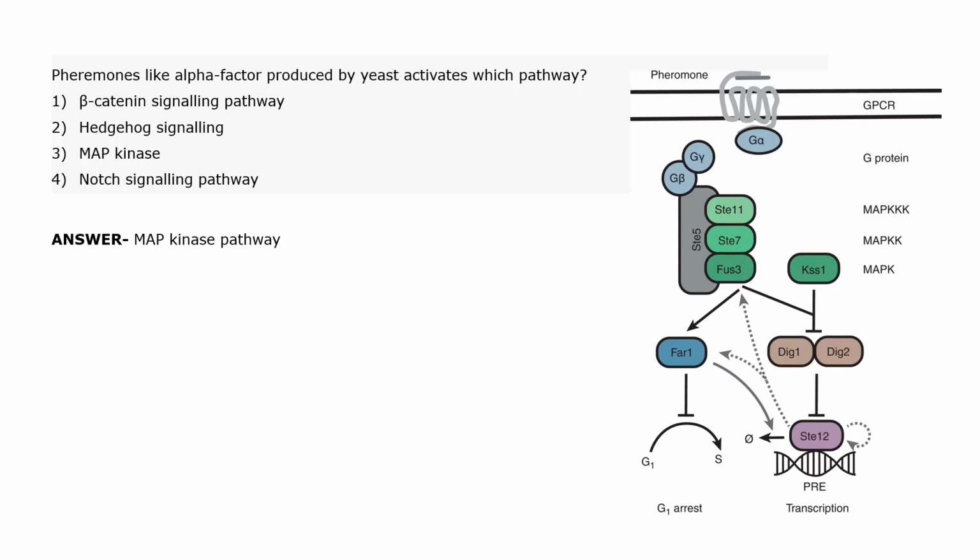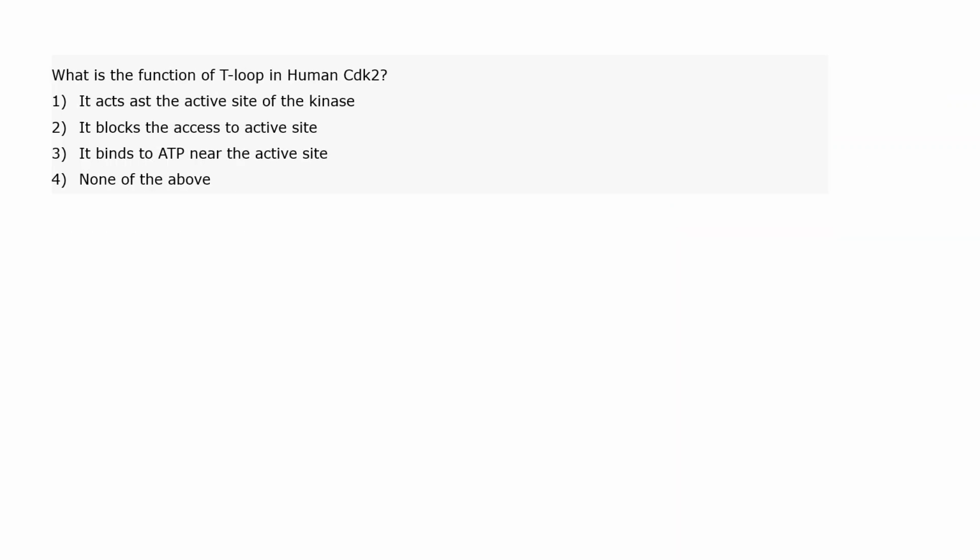Okay, thank you. So I will just move on to the next question. We have asked this before, right? What is the function of the T loop in human CDK2? It acts as the active site of the kinase. It blocks the access to the active site. It binds to ATP near the active site, or none of the above. Which may be the answer?